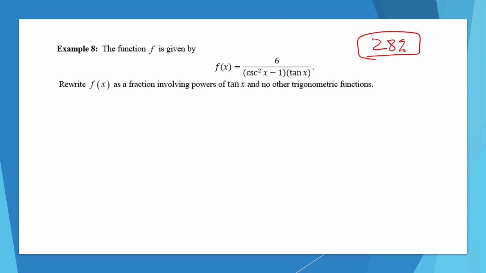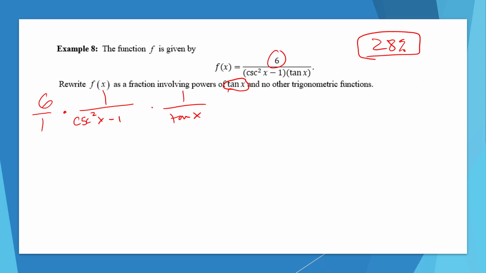All right, so solving this equation, I first see if we separate everything into its own function, we just see a 6 on top. We can just leave that as 6 over 1. Don't forget about that, though. Times 1 over cosecant squared x minus 1 times 1 over tan x. And then we want to write this in terms of tangent and no other trig function. So I see cosecant squared x minus 1.